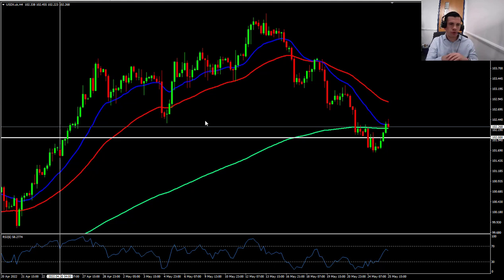So I just want to go through a couple of key markets today. A few of you guys have been asking for a bit of a breakdown. So look, we'll cover the majors and then we'll see where we get to. First of all, as always, we'll start with the dollar index.